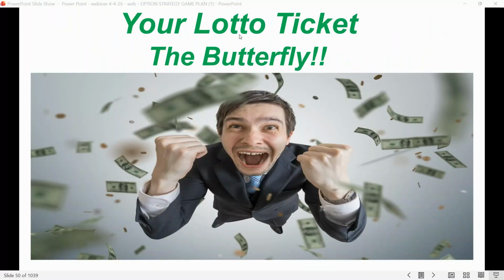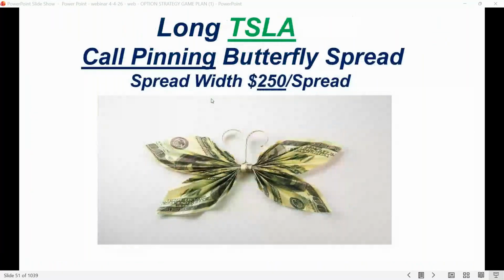Now this is another one that from time to time we'll get what I call the lotto ticket, and this is where we look for pinning trades. These are very selective, but these are a lot of fun, and these things can be really big payoff. Here's an example of what I call a pinning trade or a lotto trade. This is one that we did, and some of these trades are alert trades that were sent out to alert members. This is one of those.